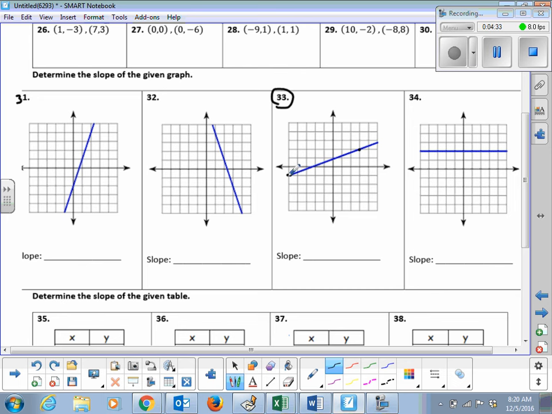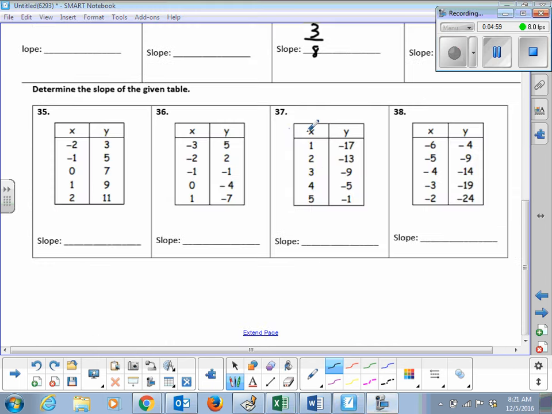So from our points, we need to do rise over run. So that's when you make your right triangle. So I went up 3 and over 1, 2, 3, 4, 5, 6, 7, 8. So my slope is 3 over 8. My line is going up and to the right, so this is positive. So I'm going to say 3 over 8 is my final slope for number 33.